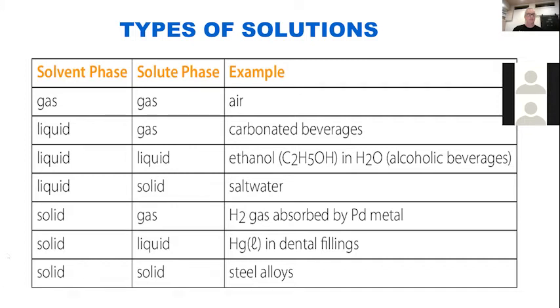And then finally, we can have solid-solid solutions. Any alloy, and everyone's probably familiar with an alloy, it's just two or three metals mixed together. That is a solution. Something like bronze is an alloy of tin and copper. And when you alloy them together, it's actually harder than either one of them by themselves.